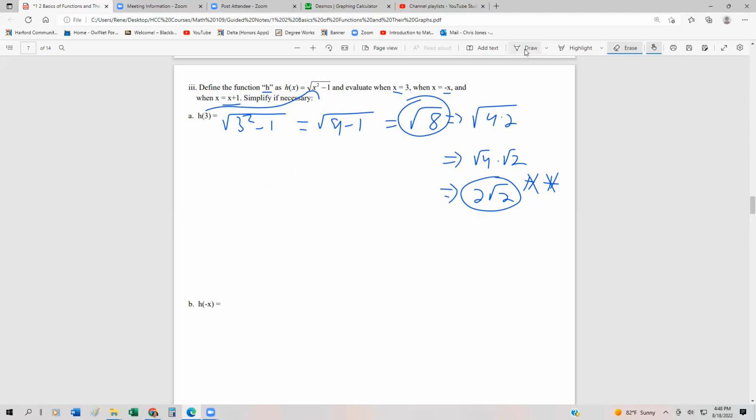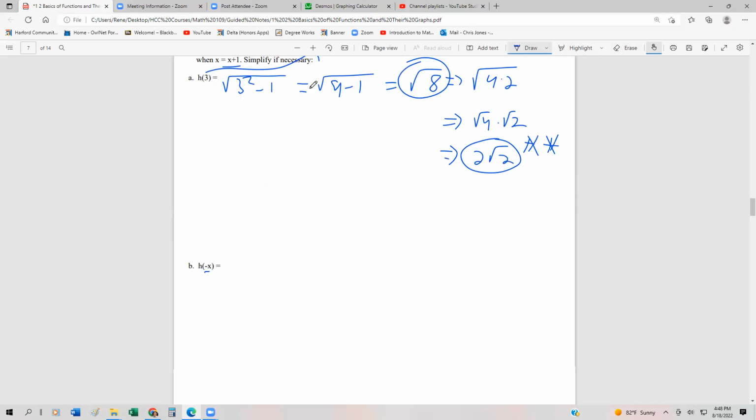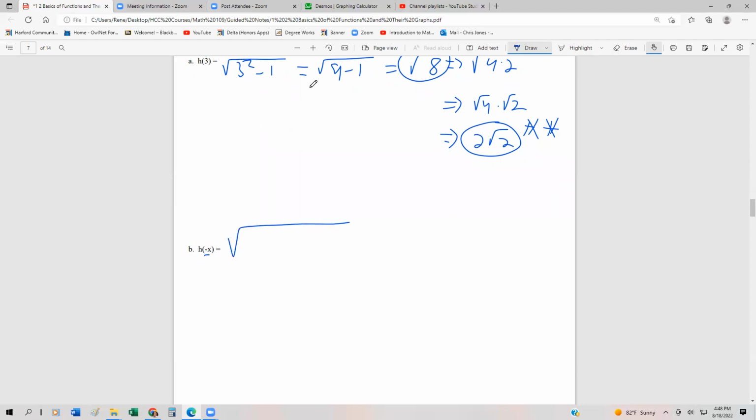Similar to one we looked at before, we have a negative x, and we're going to substitute that back in for x. And so h at negative x is going to be the square root of negative x squared minus 1. And whenever we square a negative, it becomes a positive. So this is just going to be the square root of x squared minus 1.